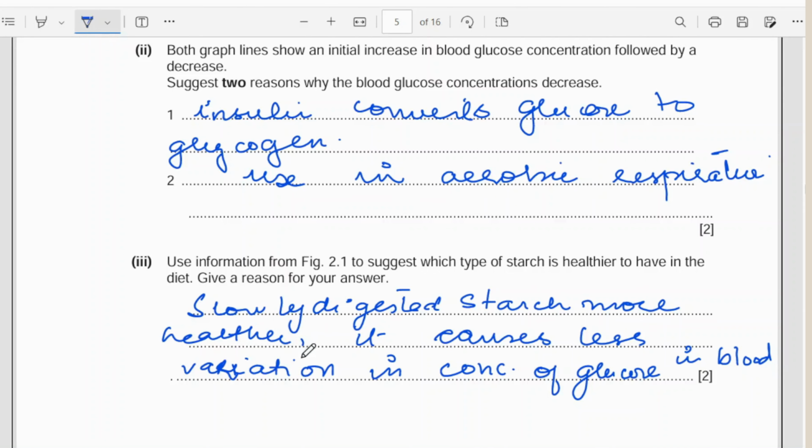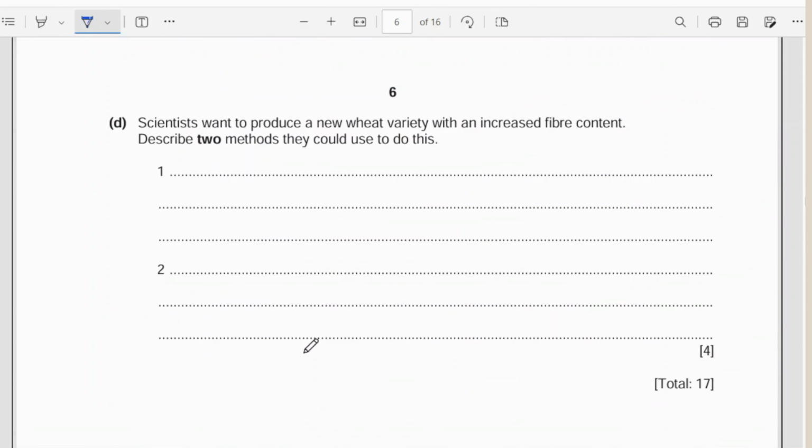Okay, next question is: scientists want to produce a new wheat variety with an increased fiber content. How will they do this? Humans are doing it. Selective breeding. Okay, explain this selective breeding. Give any two points of selective breeding.